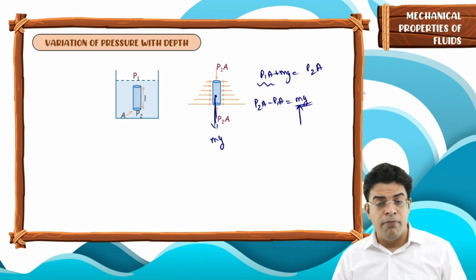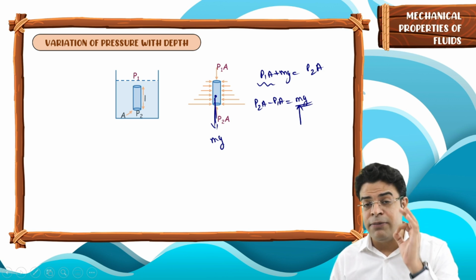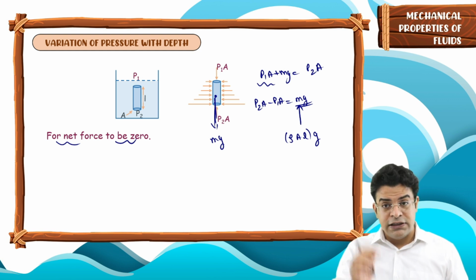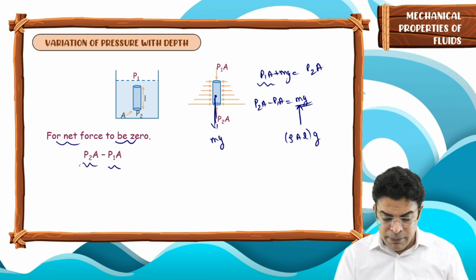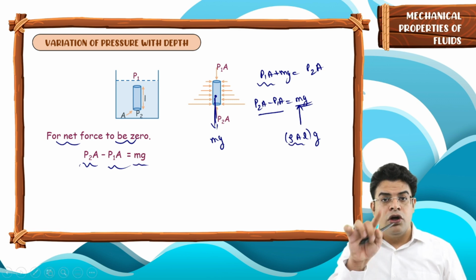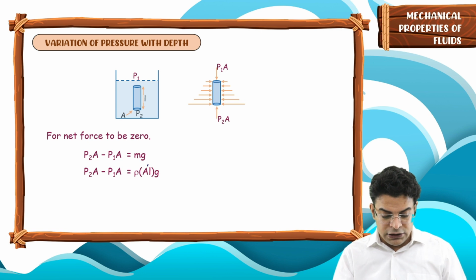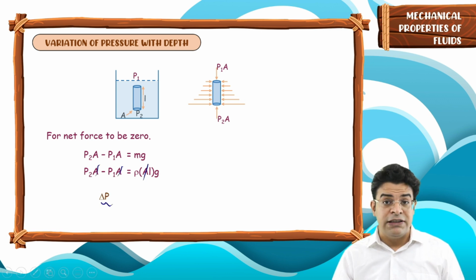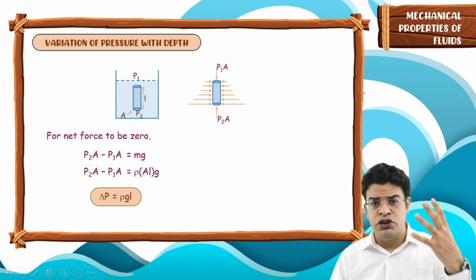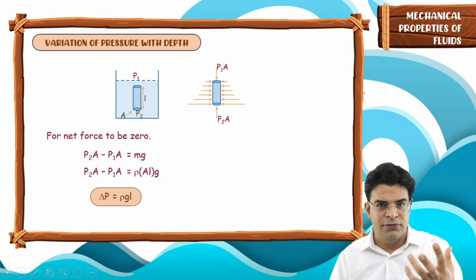And in place of mass, you can write the mass of the fluid within this imaginary cylinder, which is density times volume. So for the net force on this imaginary cylinder to be 0, P2A minus P1A has to be equal to mg, and in place of mass we write density into volume, rho into AL. So P2A minus P1A equals rho into AL into g. Now you can cancel out A, so you get P2 minus P1, which is delta P, equals rho gL. Or you might have learned P2 minus P1 equals rho gh. When you go a height h below, the pressure increases by rho gh. You know that already.